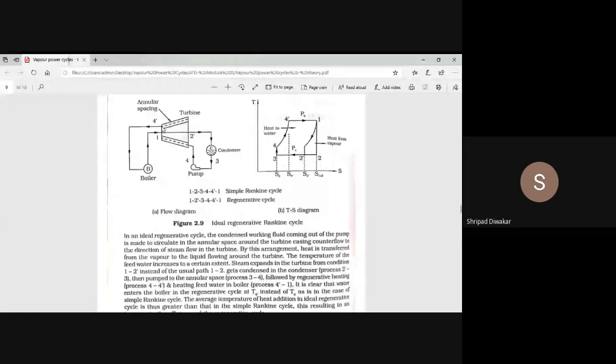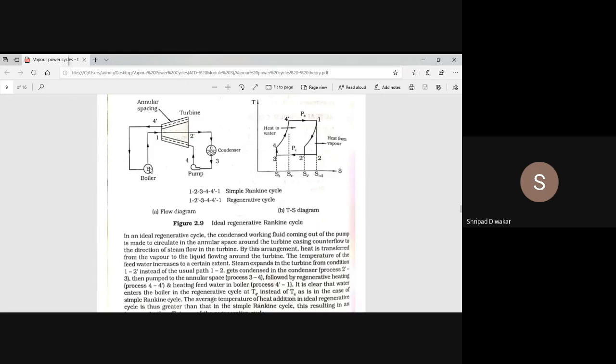Okay, and then 4 dash to 3 is your condensate work, 3 to 4 is your pump work, then 4 to 4 dash is your regenerative work. What is the regenerative work? Whatever water from the pump enters into the turbine spacing gets exchanged with the steam, thereby increasing the temperature. That water, whatever comes out from this turbine, once again enters into the boiler.